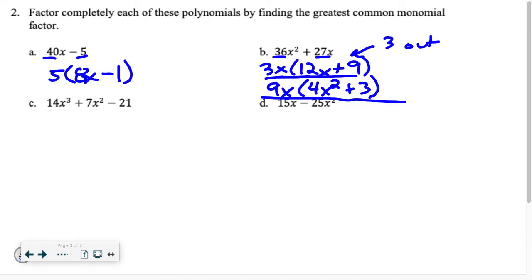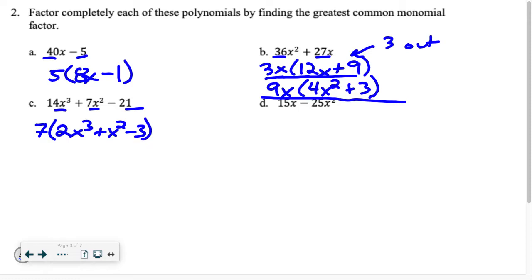Part C. I'm going to look at my variables real quick, and I notice I don't have x terms in everything. So I'm only going to be able to take out a number here. So I've got 14, 7, and negative 21. I can take a 7 out of everything. I'm going to be left with 2x cubed plus x squared minus 3.